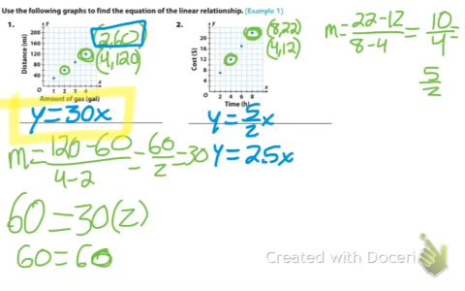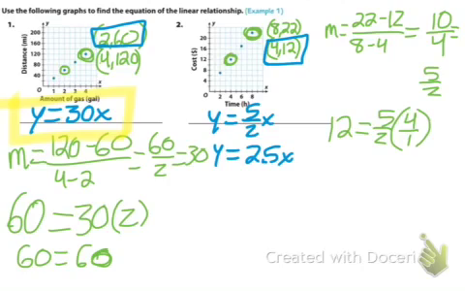So now we plug in values, and let's plug in this one just because it's smaller. Y, 12 equals 5 over 2 times 4, and we have to put that over 1. And I see 2 and 4, so I'm going to divide them both by 2. You get 1 and 2. So 12 equals 5 times 2 equals 10. No, it doesn't.